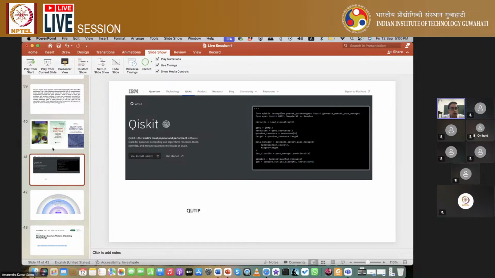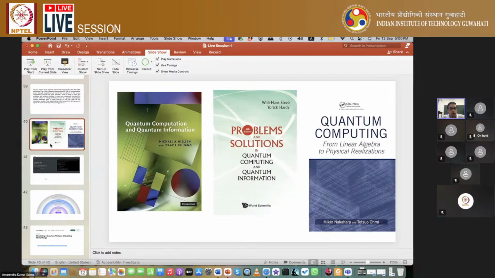And I would say that if you really want to go into quantum information, this particular book by Nielsen and Chuang, you should give it a thorough read. This is going to help you.